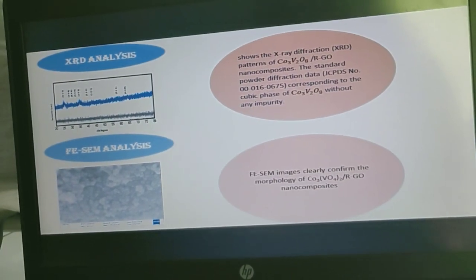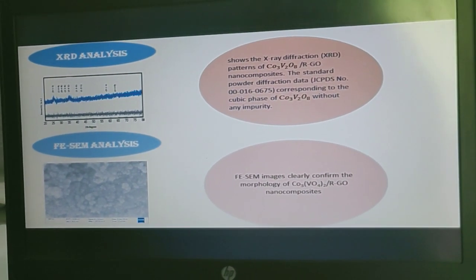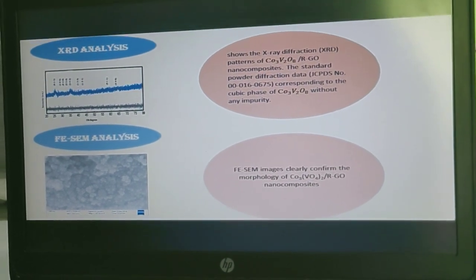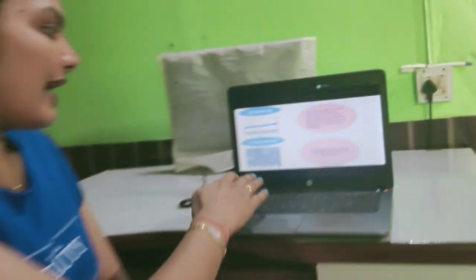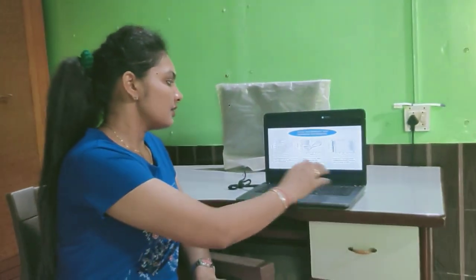These are two characterizations. The first one is XRD and the second one is FESEM analysis. XRD shows a cubic phase, and FESEM shows the morphology of our materials. So this is our work.